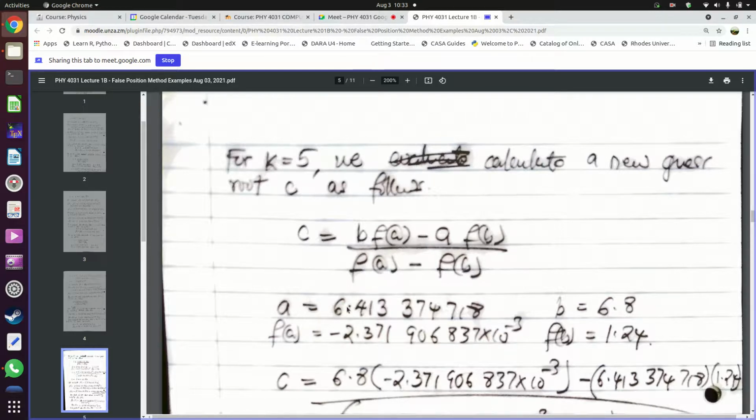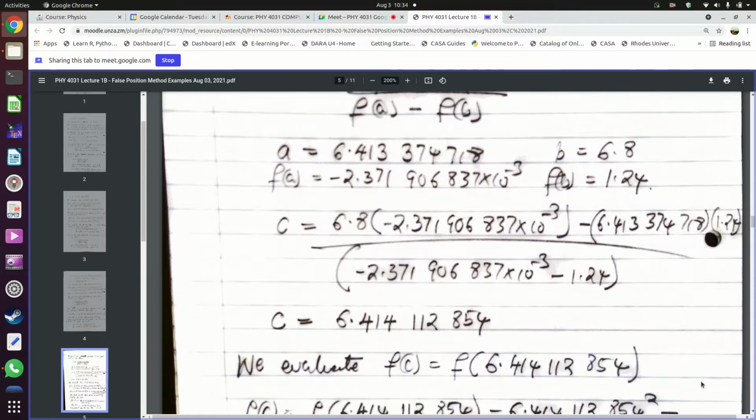So in this case, your a is now 6.413374718. Your f of a is minus 2.371906378 times 10 to the power minus 3. Then your b is 6.8. f of b is that. You make the substitutions here. You are going to get your c being equal to 6.41414122112875. So what I'm trying to show you is that now you notice in the first bit the 4 was in place, now the 1 has stopped changing.